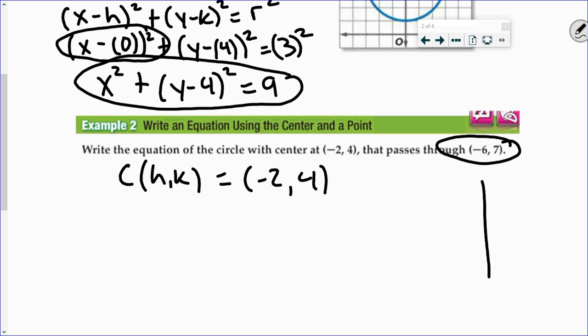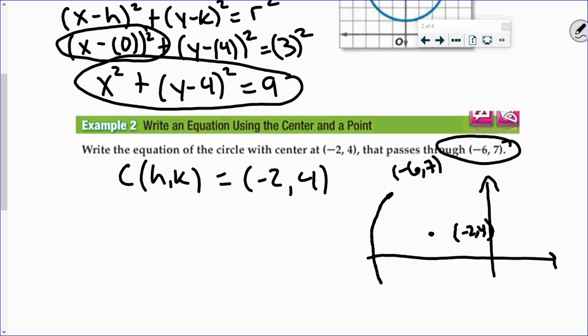So if we're thinking, this is going to be a really rough sketch. If we're thinking of the graph, (-2, 4). Let's think about that quadrant there. So think -2, +4. Let's just call that our center. And then we've got a point at -6, up 7. So here's our point. Here's our center of the circle. Here's the point on the circle.